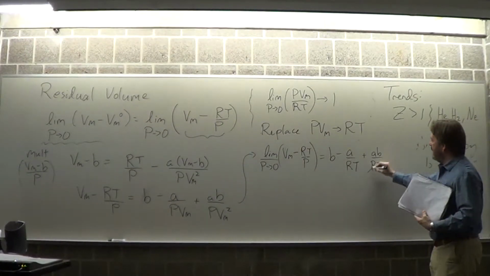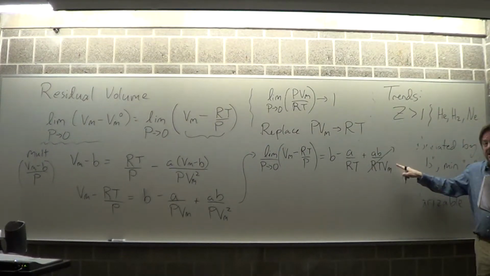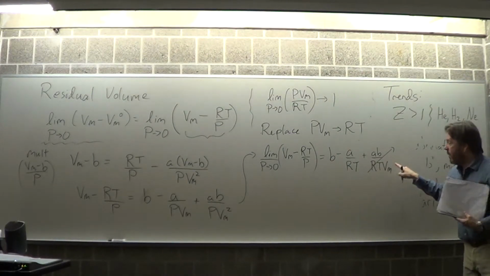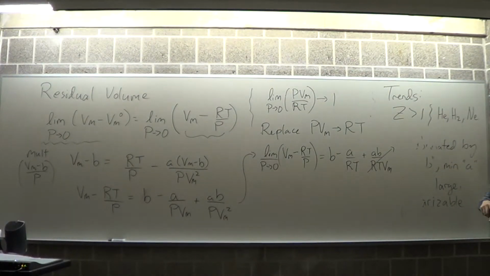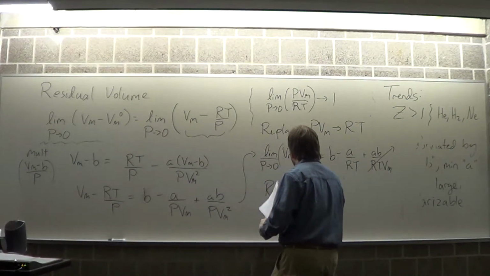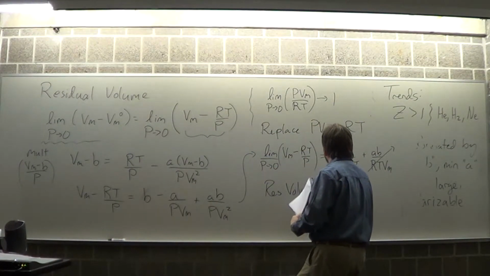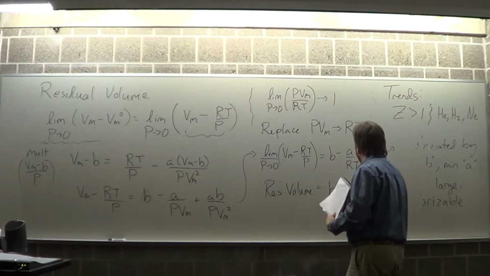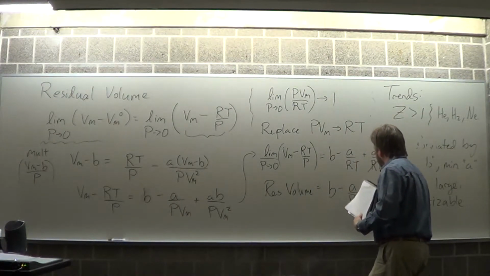And guess what? That gets killed. That legit gets killed, right? RT is well behaved, but Vm is not. Vm is going to infinity. Okay, so the residual volume of a van der Waals gas is B minus A over RT.